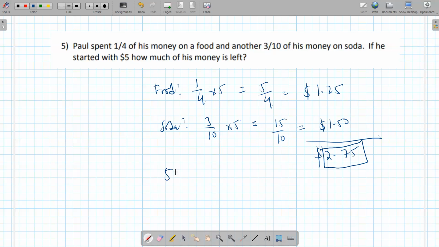If he started out with $5, how much is left? 5 minus $2.75. How much is that? $2.25. Right, exactly. And there we go. He's left with $2.25.